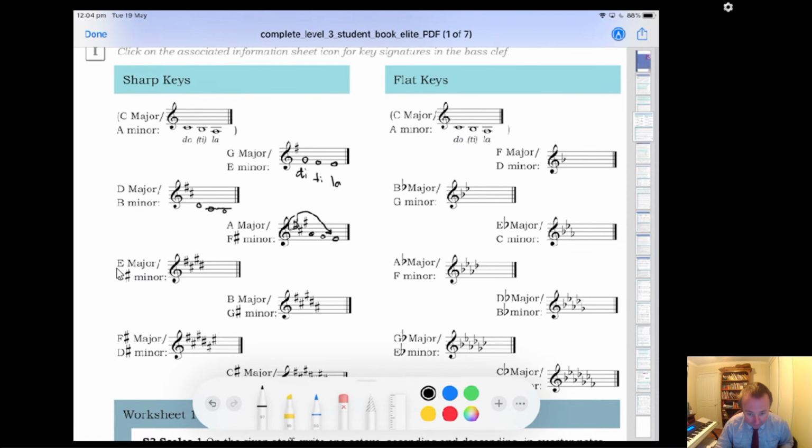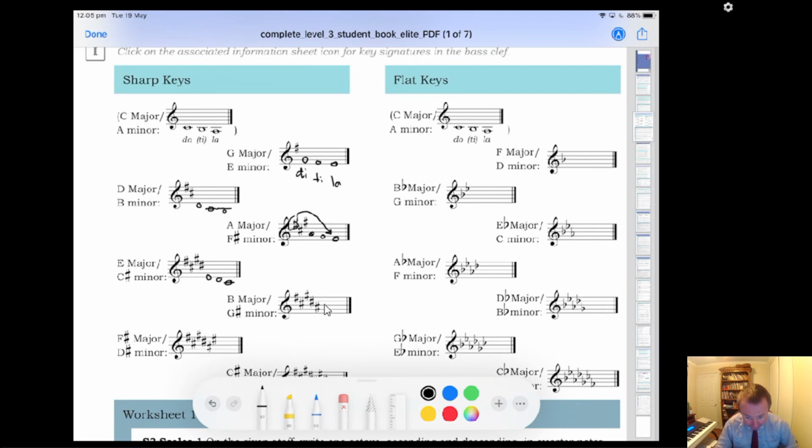Let's do the rest. E major is related to C sharp minor. Let's prove it. Start with E. Let's count down. Do, Ti, La. And of course that is C sharp. It makes sense because C sharp minor is related to E major; it can't be C minor, because C minor can't be related to E major, since C major has no sharps. Okay, let's keep on going. So B major is related to G sharp minor. Let's check it.